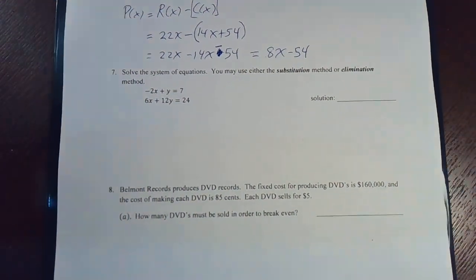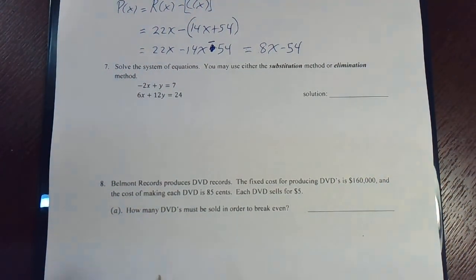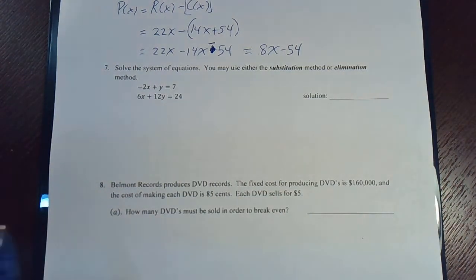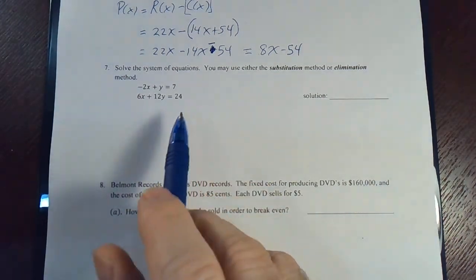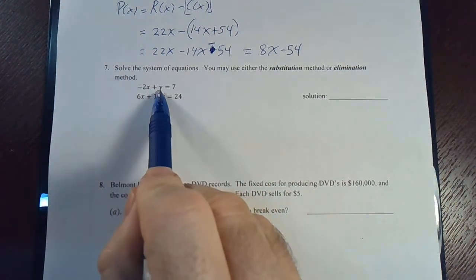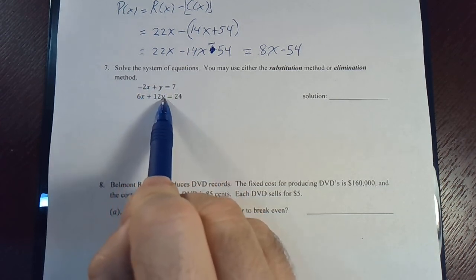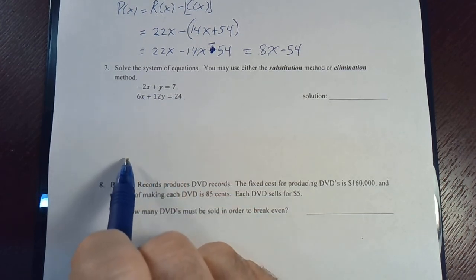All right, number 7, we're going to solve a system of two equations, and we can either use the substitution method or the elimination method. I think it'd be easy to use the substitution method. We could just solve this easily for y. Y would be 2x plus 7, and then replace this y with 2x plus 7, and we get an equation with only x's, and we solve for the x's and so on.